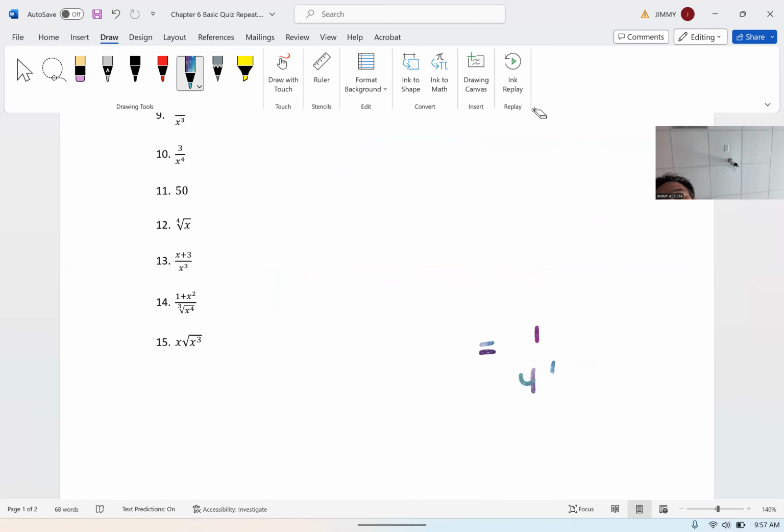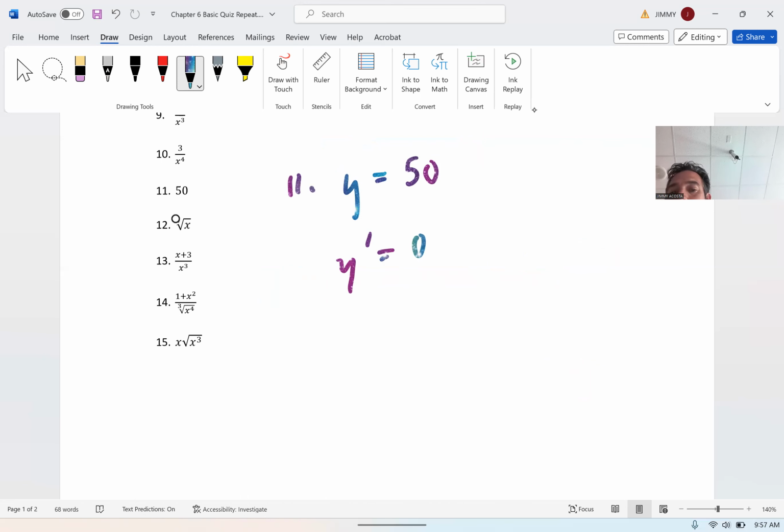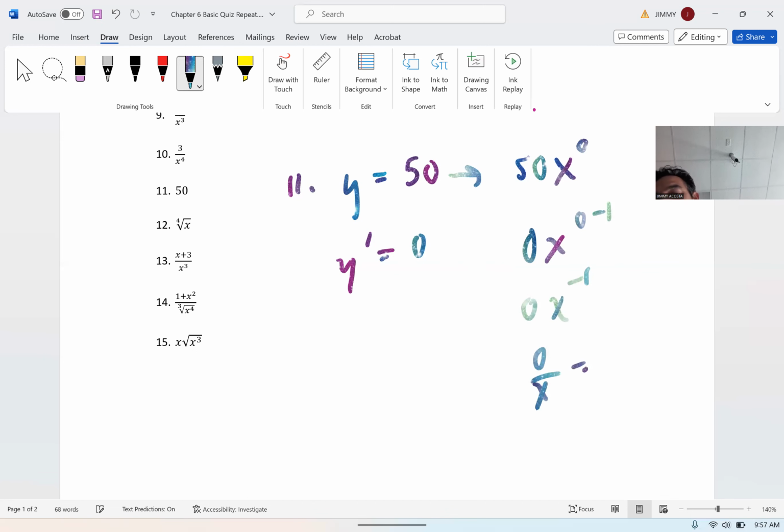All right, so now we're at number 11. Look, if you have y equals 50, the derivative of that is 0, period. The derivative of a constant is 0 always. If you want, maybe you could rewrite this as 50x to the 0, and then 0 times 50 is 0, x to the 0 minus 1, 0x to the -1, that's 0 over x, so it's 0. Fine, but just remember, the derivative of a constant is always 0.